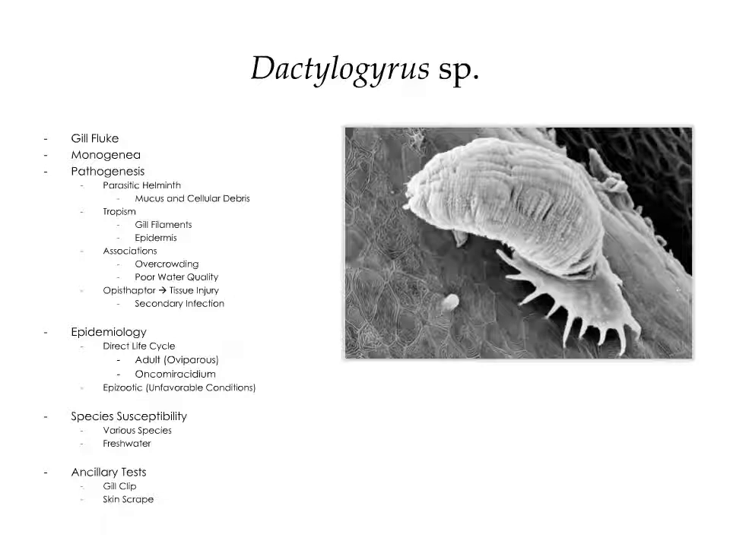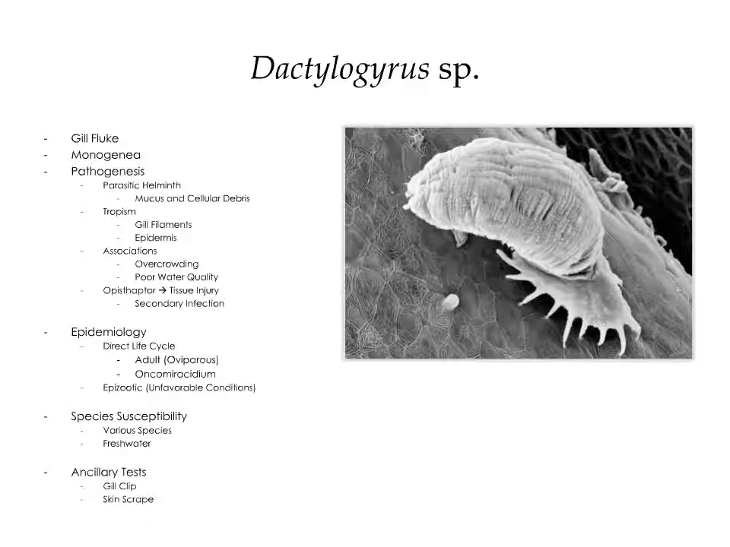Dactylogyrus is a gill fluke of the phylum Monogenea. This is a helminthic parasite that feeds on mucus and cellular debris. It has a tropism for gill filaments, though it also affects the epidermis to a lesser extent. Outbreaks are associated with overcrowding and poor water quality.